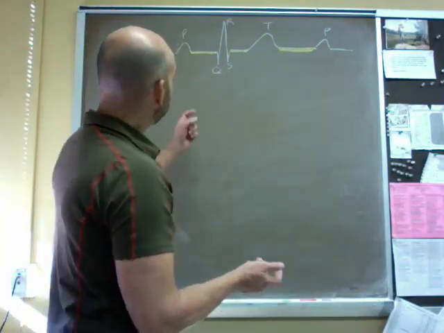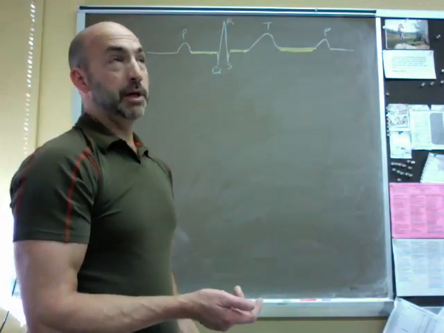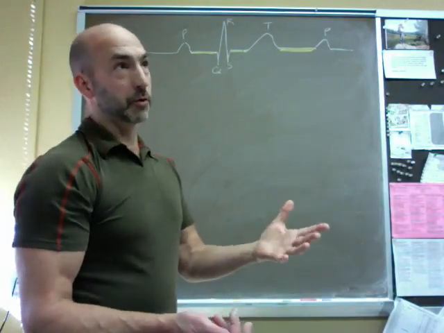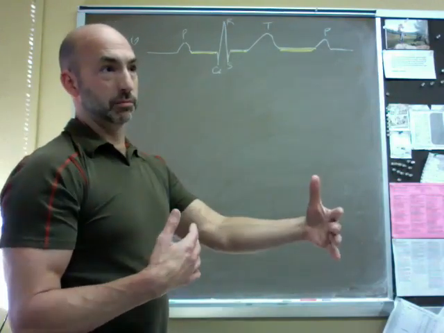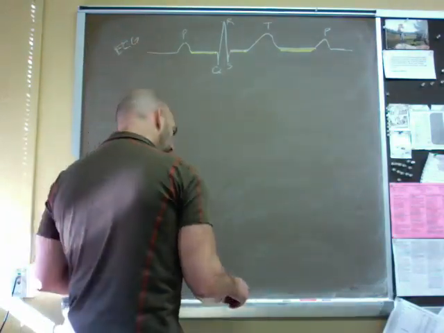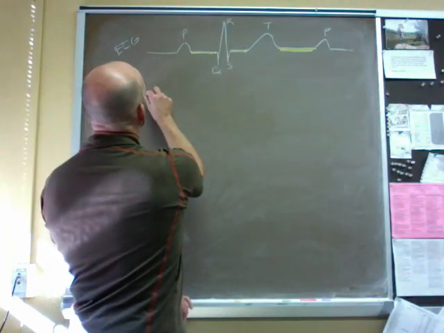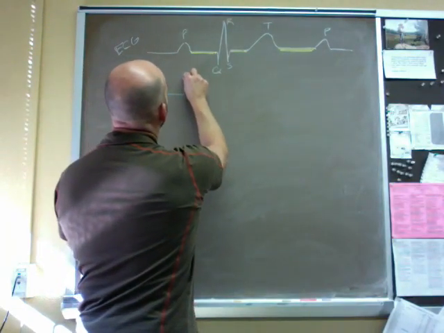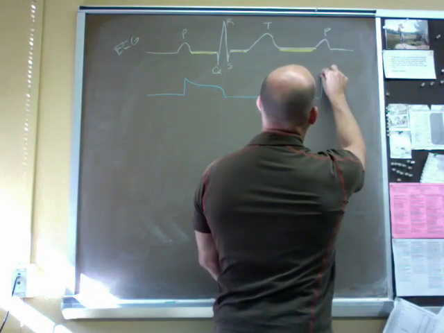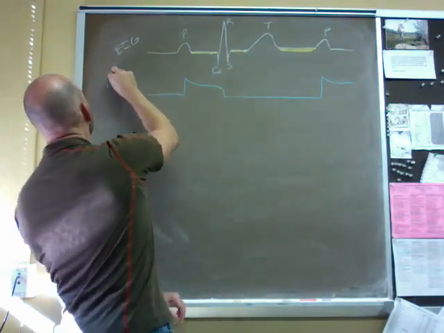Okay, so now to show you the derivation of the ECG, where it comes from, we have to show you the action potentials of the individual, well, not of all four chambers, but of the atrial chambers as opposed to the ventricular chambers. So we did an atrial cell action potential.